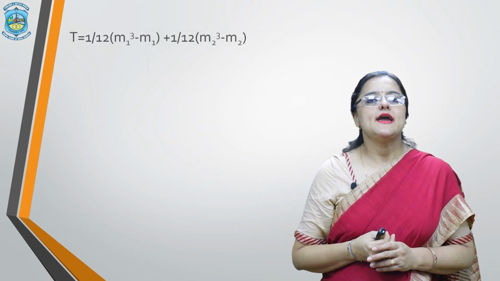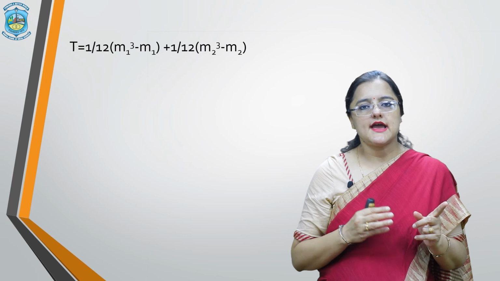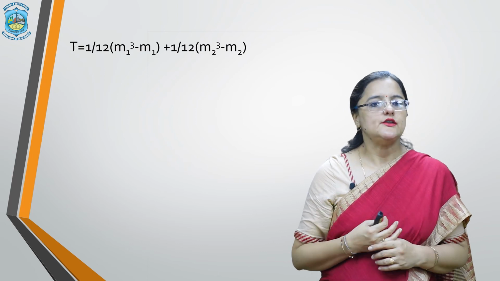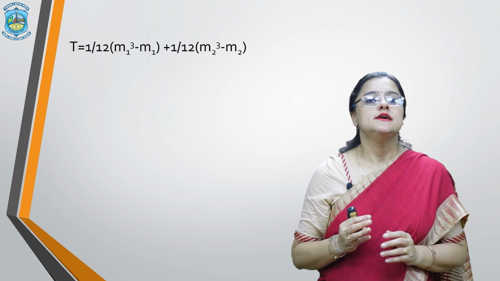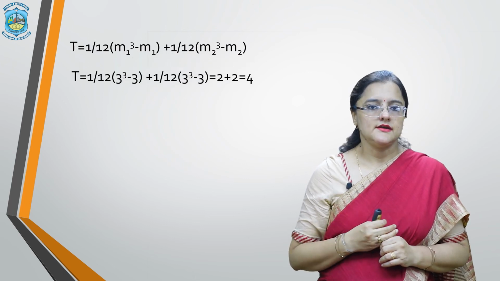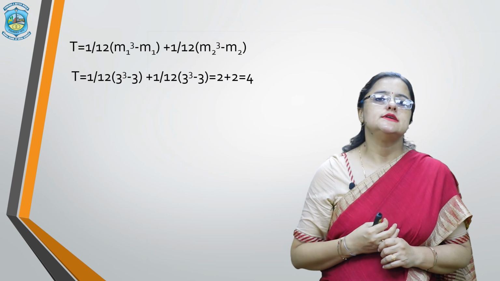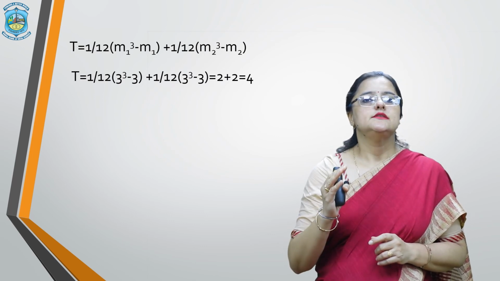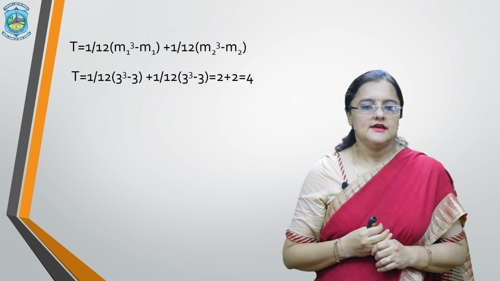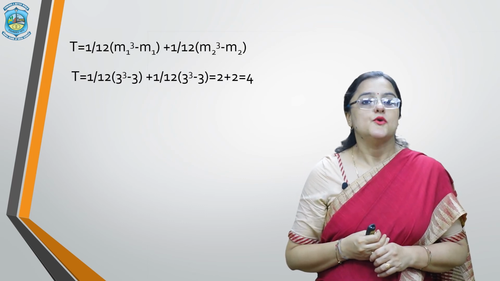Here in this question we have one repetition in series x and one repetition in series y. So our value of t will be 1 by 12 for series x bracket 3 cube minus 3, plus 1 repetition in series y, again 1 by 12 bracket 3 cube minus 3. The value is coming out to be 4.